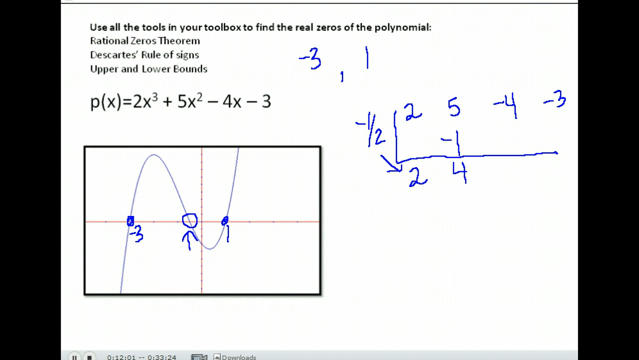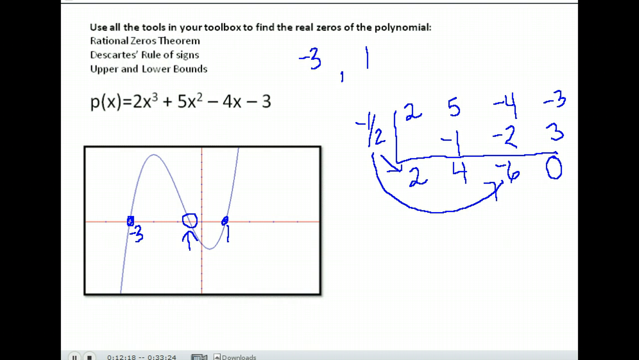5 minus 1 is 4. -1/2 times 4 is -2. And then I add those. -4 and -2 gives me -6. And I multiply again. -1/2 times -6 is +3. -3 plus +3 is 0.